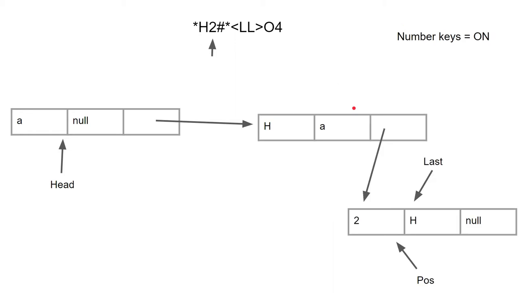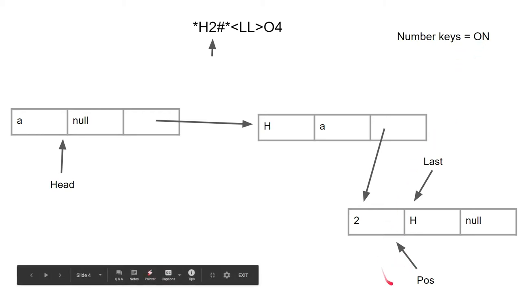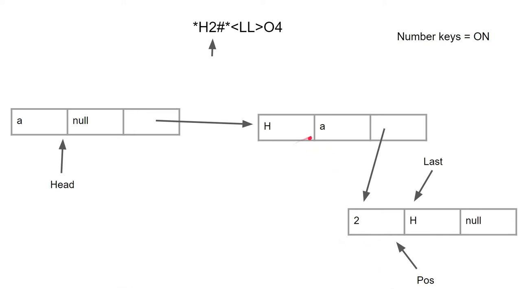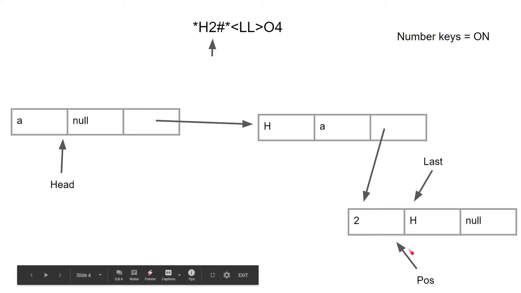Let's move forward. We encountered a 2. When we encounter a number, first of all check if the number key is on or off. Here in this case it is on. If it was off, then we don't need to perform any operation, we continue to the next character. Here, as it is on, we need to insert it. As I have explained how this node was inserted, this will also be inserted. Position will be here, and last will also be updated as this is the last node.